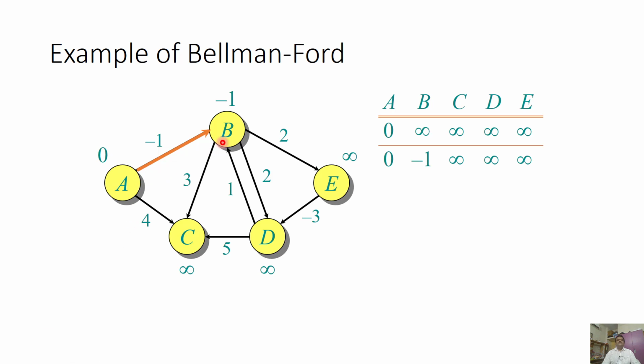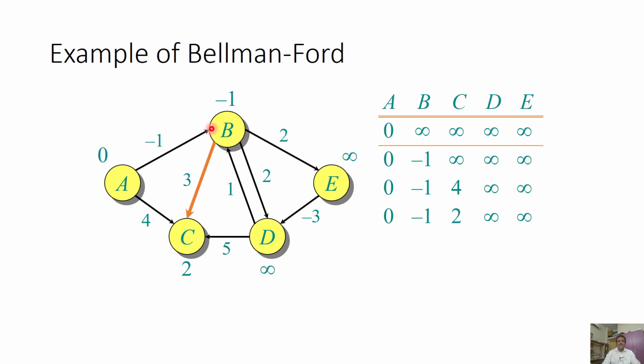Now, here there will be a change, because this is U, this is V, this was infinity. Now, we have a better path. So, this is 0 plus minus 1, minus 1. So, this will change to minus 1. Now, the next edge is this one. So, this will also change to 4, and the next edge is this one. This was infinity, this is 4. So, no change, no relaxation, and this is this one.